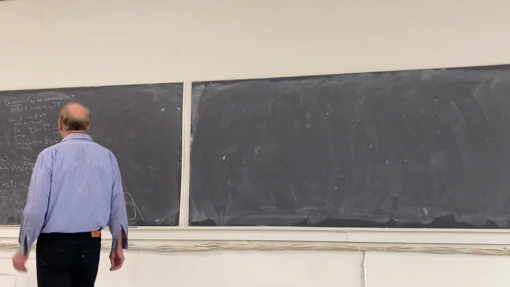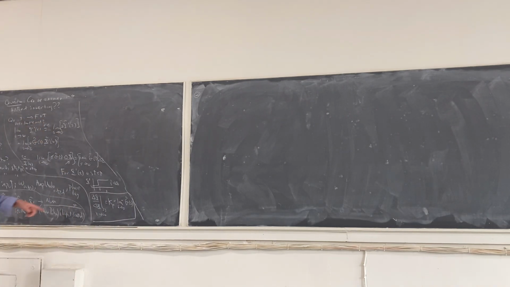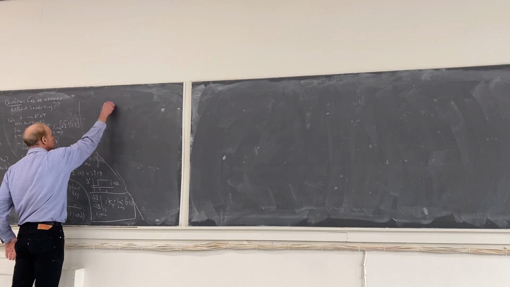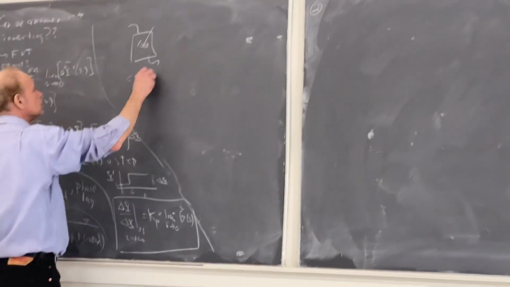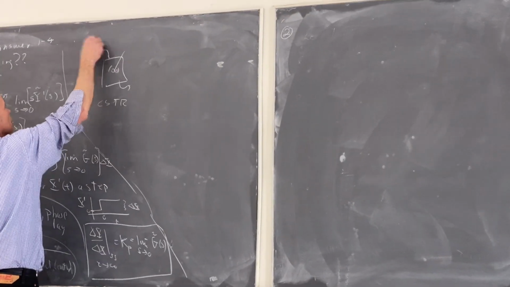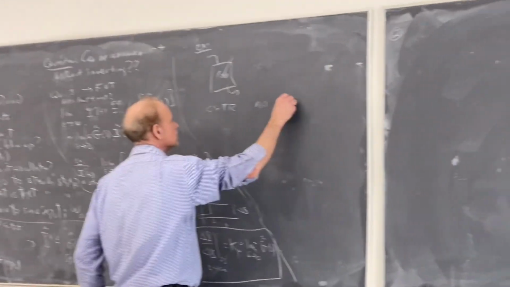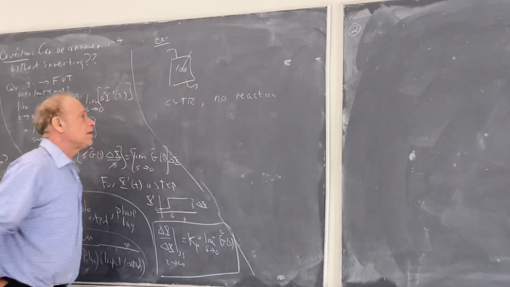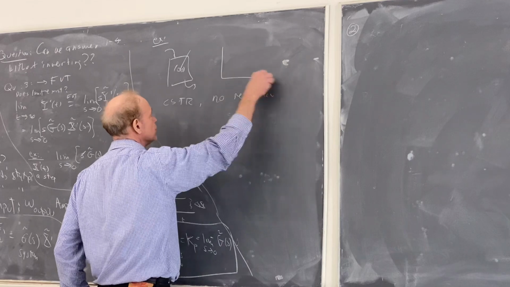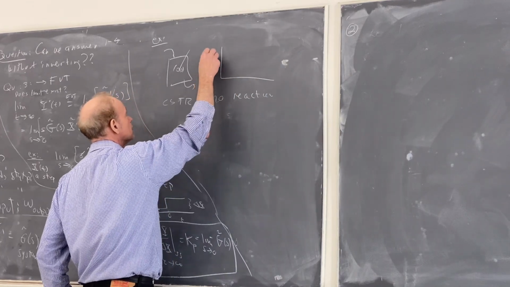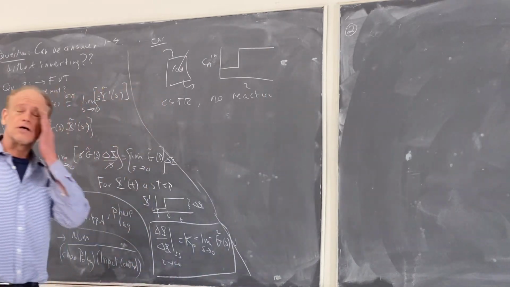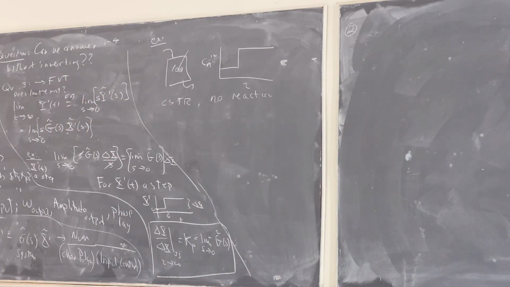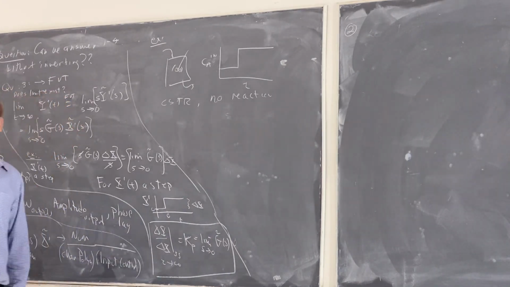Okay, so let's look at an example where I can illustrate what these are. So let's say I have a CSTR. So this is an example. No reaction. But I have the input concentration goes from one value to another. And let's see what I have here.